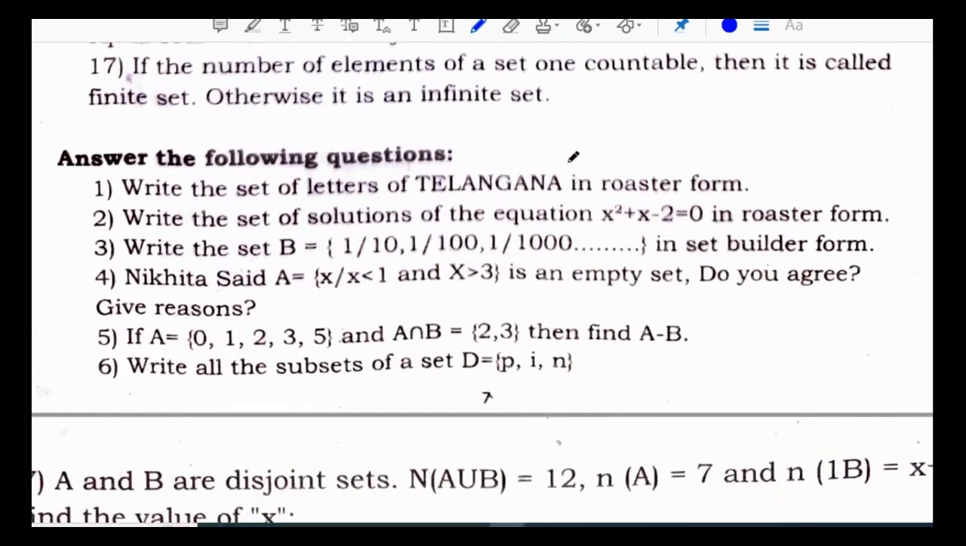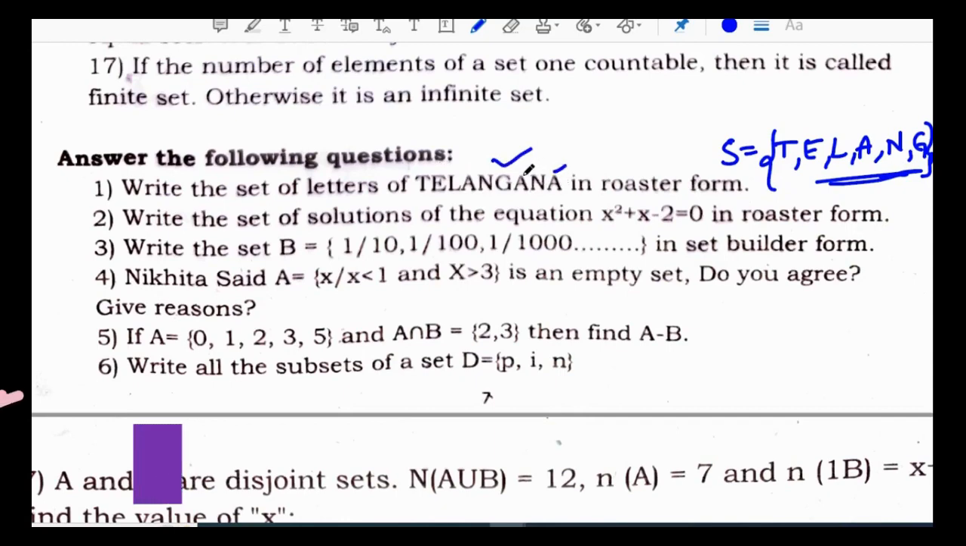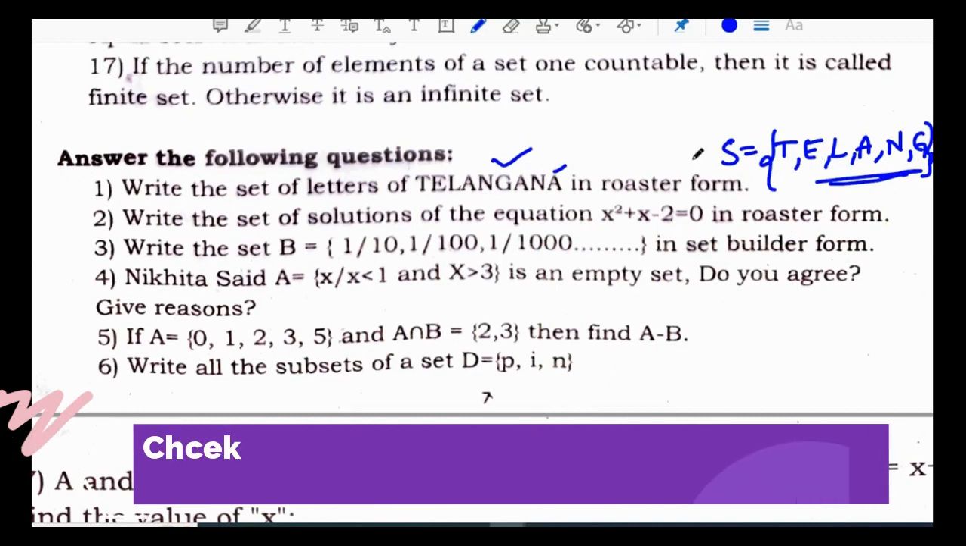Write the set of letters of Telangana in roster form. So we will have to write with some capital letter. S is equal to {T, E, L, A, N, G}. This is the roster form for the set of letters of Telangana. Make sure, students, elements or letters should not be repeated in roster form.